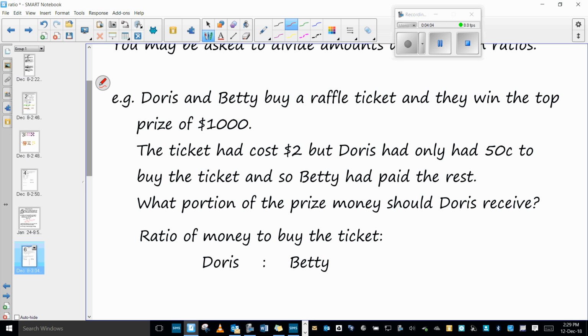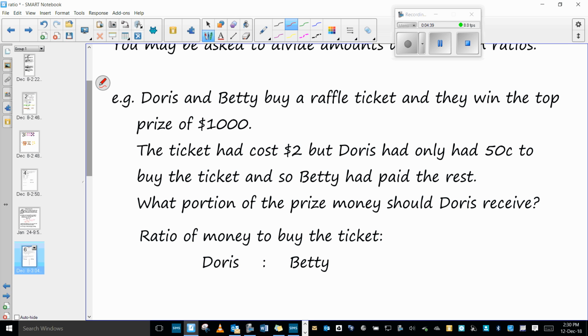So we have to think about this carefully. First of all, did they pay equal amounts towards the ticket? No. So they're not going to just split it in half, because that would be unfair, yes? It's also probably very unfair for Betty to just get $1.50 back. Agreed? Because that's how much she paid towards it. That's not fair either. So what we have to do is say, okay, well, what ratio did they pay their money for the ticket?